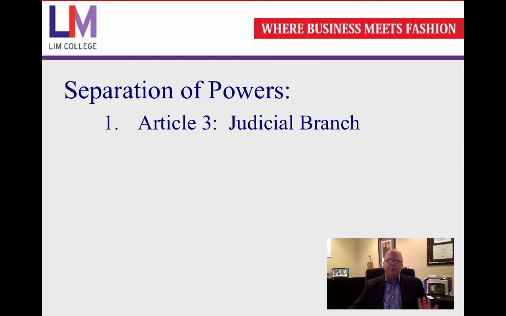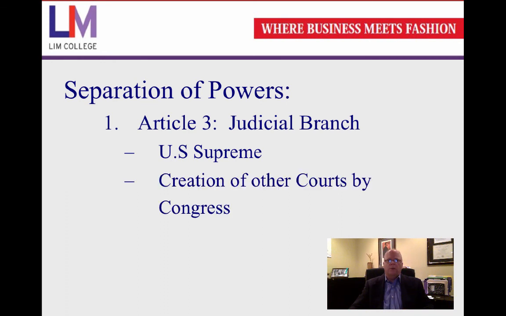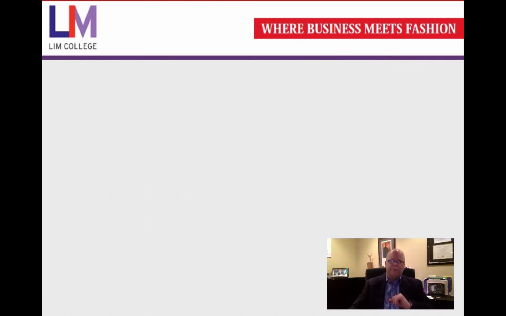The third branch of our government is the judicial branch. Article 3 established the judicial branch and the U.S. Supreme Court. It also allowed Congress, the Senate and House of Representatives, to create other courts as they seem necessary. So Article 3 established the U.S. Supreme Court and gave Congress the power to establish other federal courts as they deemed necessary.